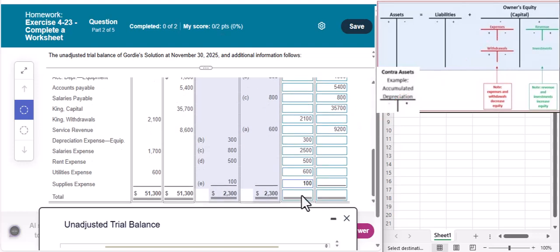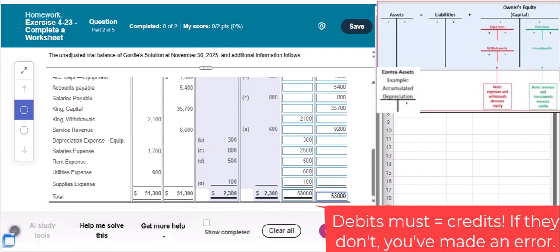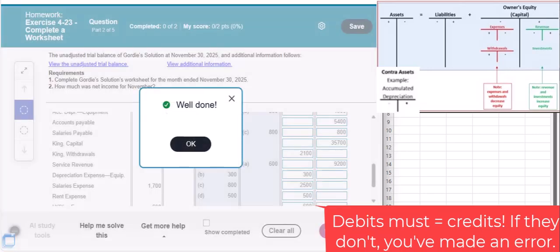Now, in essence of time, I'm going to go ahead and add these up for us. So this is 53,000 for the debit column and 53,000 for the credit column. If we've done everything correctly here, this should end up being correct. Well done.